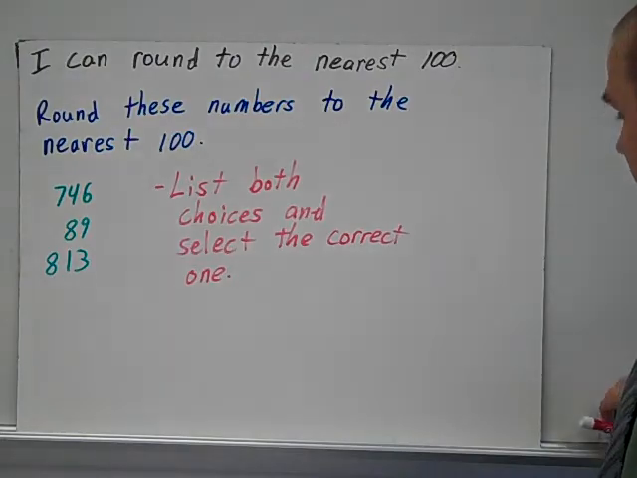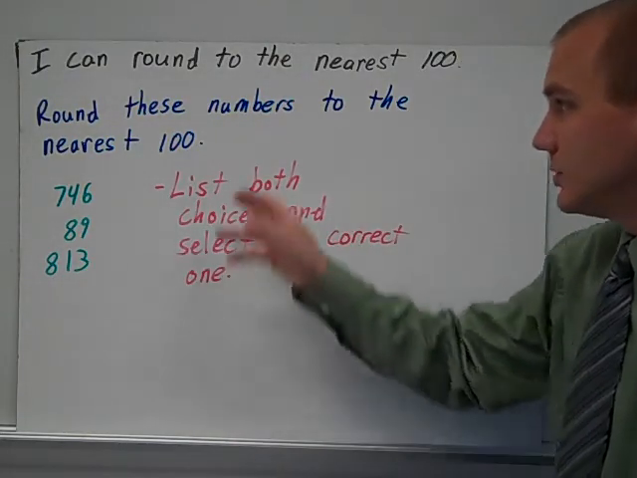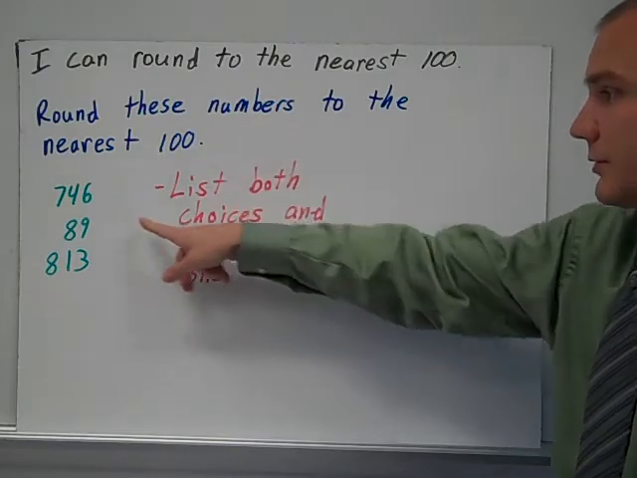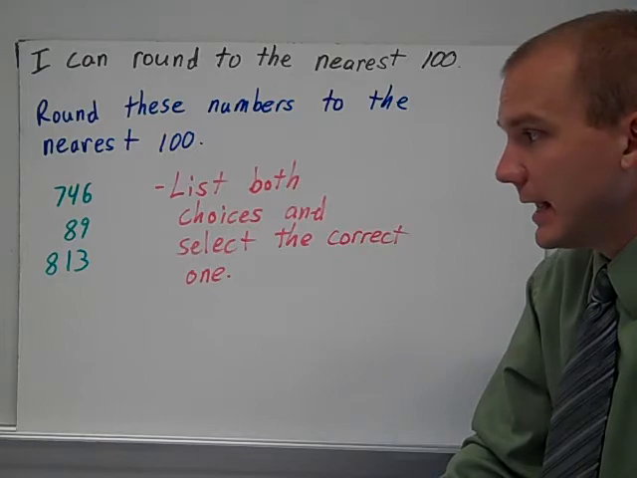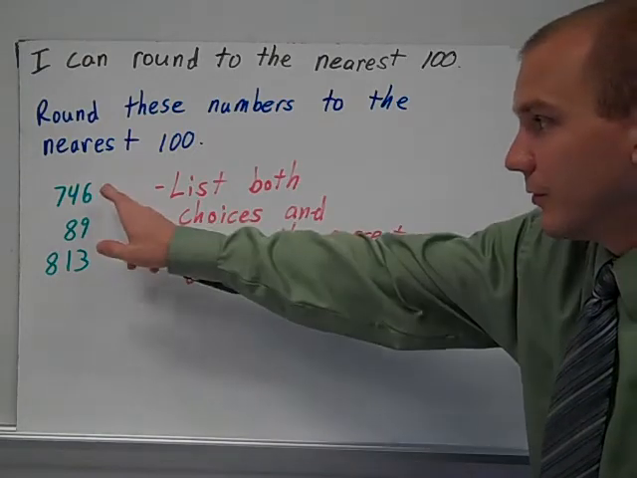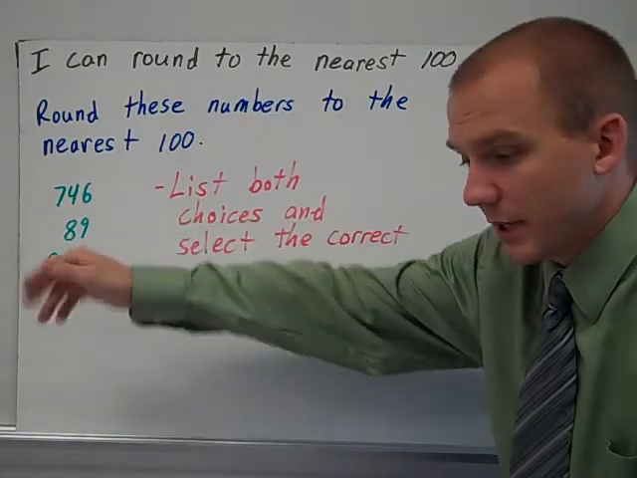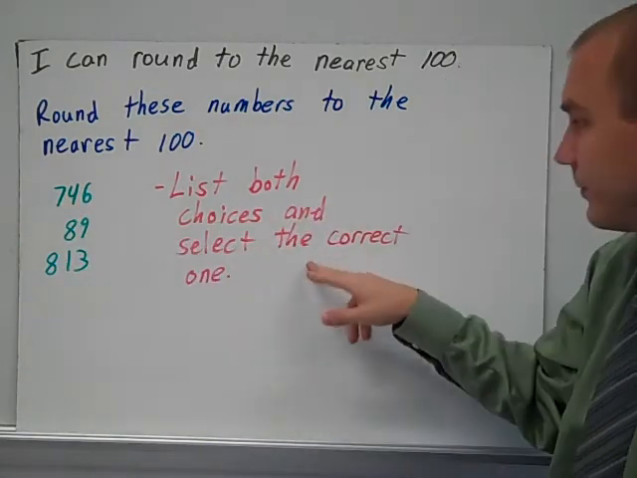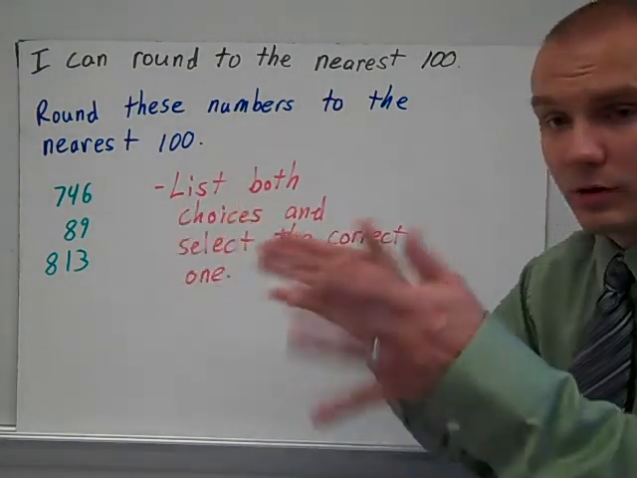I can round to the nearest 100. What I want you to do to practice is to round these numbers to the nearest 100. Here we go, 746, 89, and 813. List both choices on either side. So for example, on 746, one choice would be 700, the next choice would be 800. And select the correct choice based on which number it's closer to.